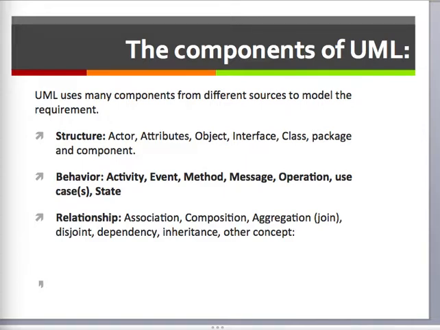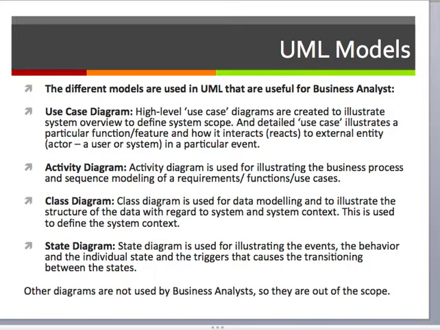Then it will also depict the relationship. There are different types of relationships, like association, composite relationship, aggregate, join, disjoin, dependency, inheritance and other concepts. If you are creating diagrams, for example the activity diagram, you will find joining, disjoining, or you may also find dependencies, inheritance. This kind of relationship you will find in the diagram, and the relationship will be described using different types of arrows. Okay, so that we will cover at a later stage.